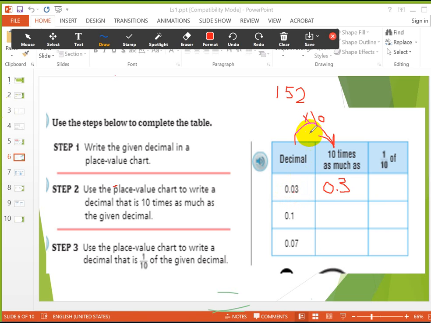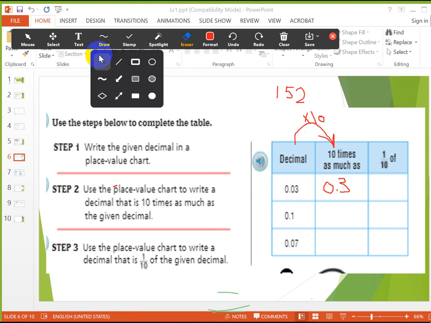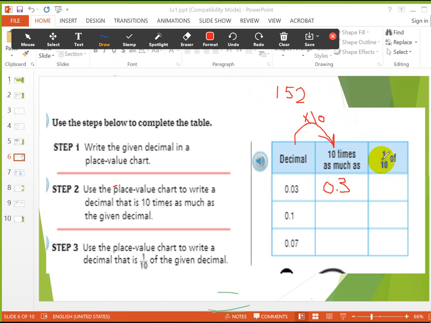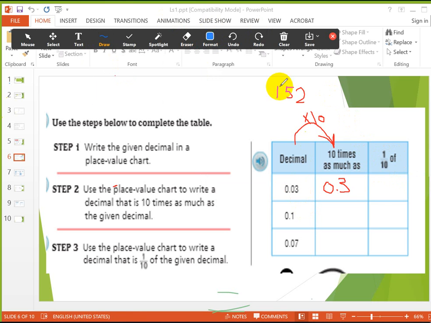Okay? Now, if I want to find the number that is 1 over 10 of 0.03, look, the fraction here means that I want to divide this number by 10. So in this table, I want to divide here. In this table, I want to divide the number by 10. To find the answer, it will be what?